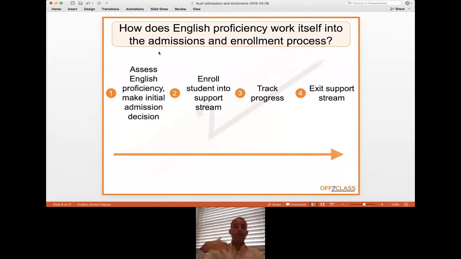Then when the student is working through that additional support, you're going to track their progress, and eventually you're going to decide that the student no longer requires this additional support stream and they're fine to just sit in their normal English language arts class and they no longer need English as a second language support.